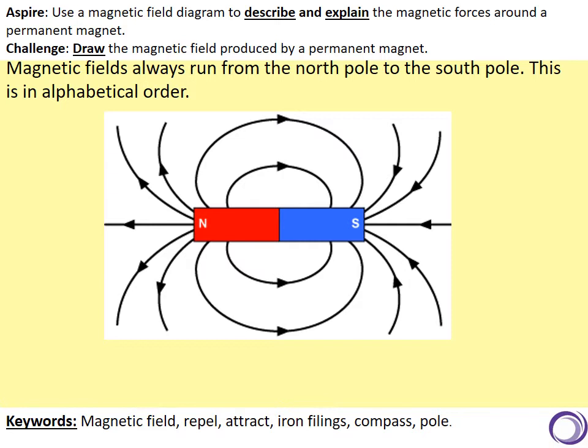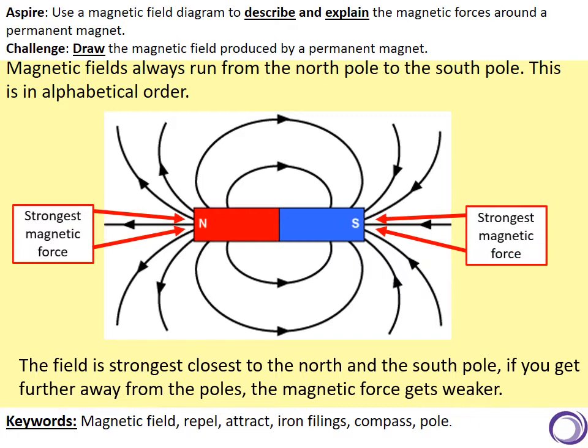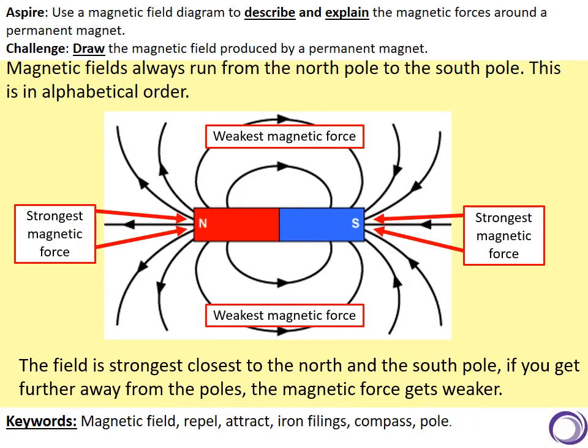Not only does that field diagram show us the direction of the magnetic field, it tells us that where the lines are closest together, the field is strongest. So that's at the poles. As you move away from the poles, the field lines are further apart, so the magnetic forces are weaker. And as you move away to the side as well, the lines get further apart, so the magnetic forces get weaker. Strongest magnetic force at the poles, weakest out at the sides.